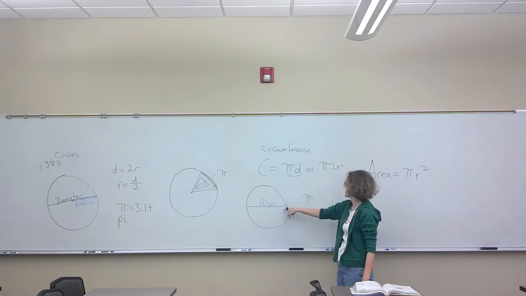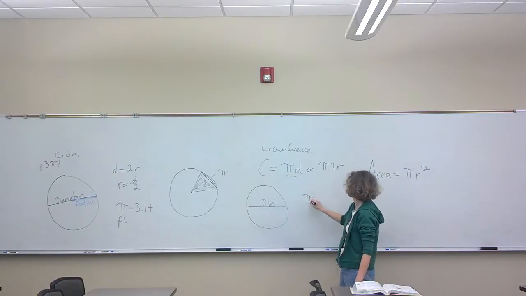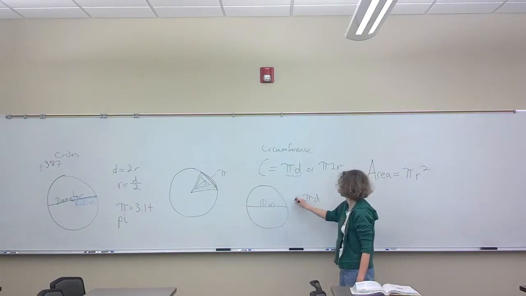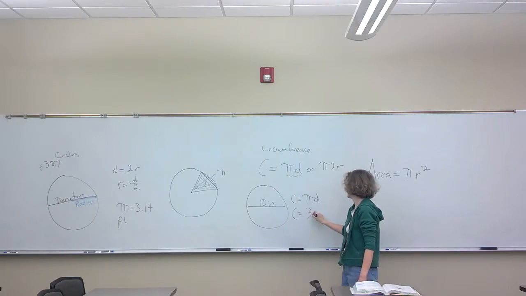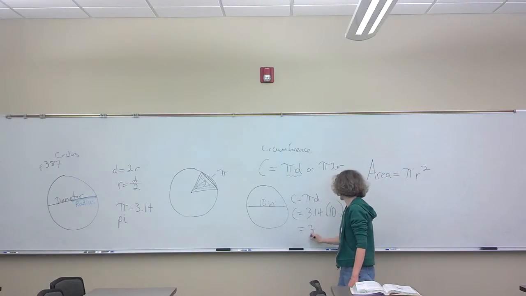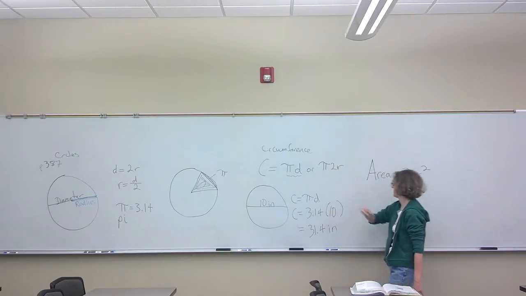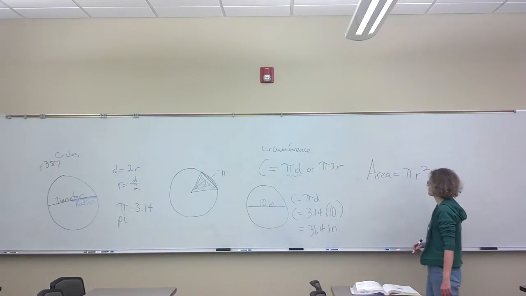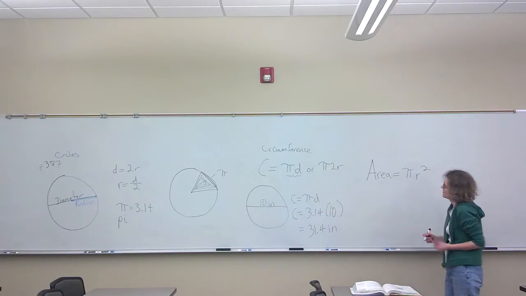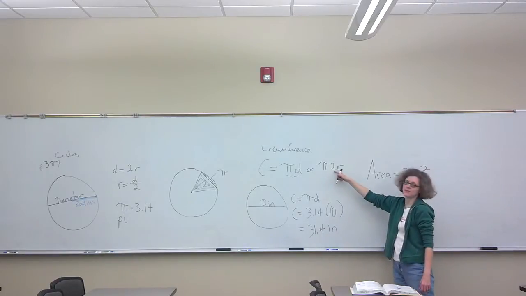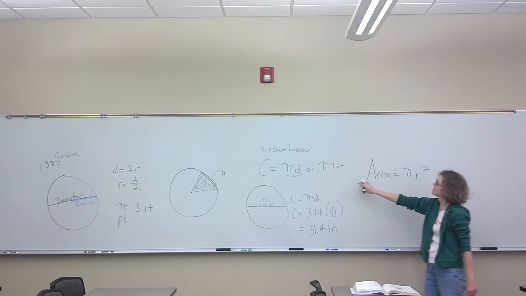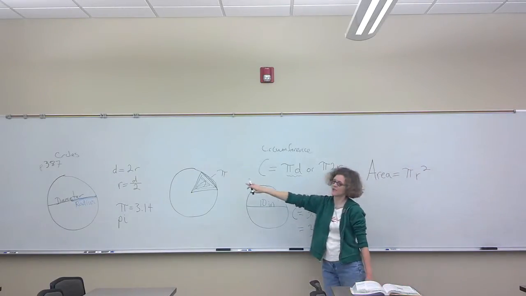So if we want to find the circumference, the distance around the circle, that's going to be pi times the diameter. So pi is 3.14 times that diameter of 10 gives us 31.4 inches around. If you're given the radius, just go ahead and use this form of it. You can always convert between this one and this with those relationships over there.